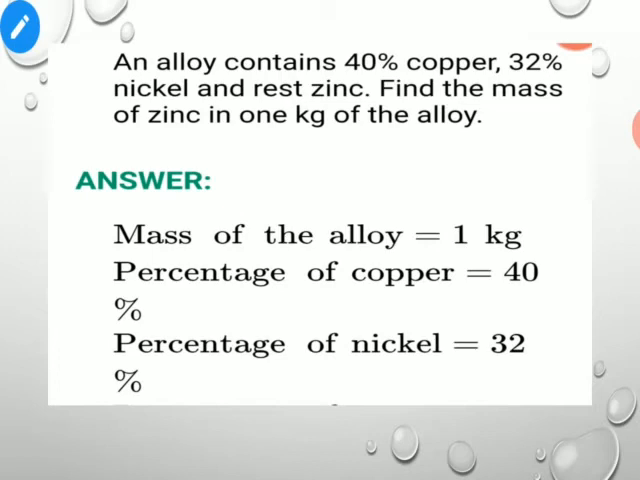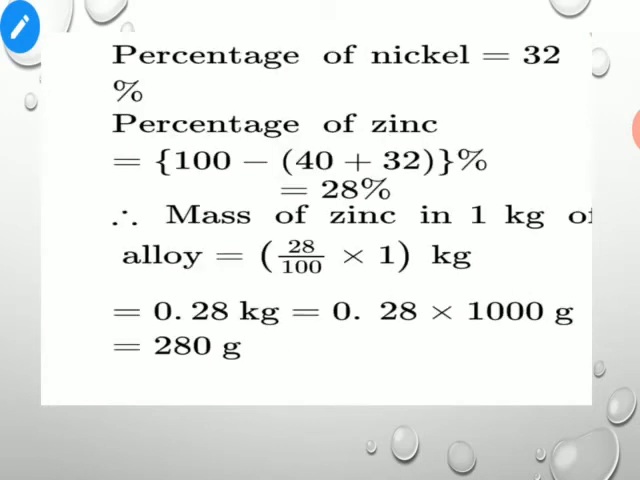Now the next question: an alloy contains 40% copper, 32% nickel and the rest is zinc. You have to find the mass of zinc in 1 kg of alloy. So a mixture of metals is there, 40% copper, 32% nickel and the rest is zinc. First of all we will calculate the percentage of zinc here. In the question, the mass of the alloy is given as 1 kg, the percentage of copper is 40% and the percentage of nickel is 32%.